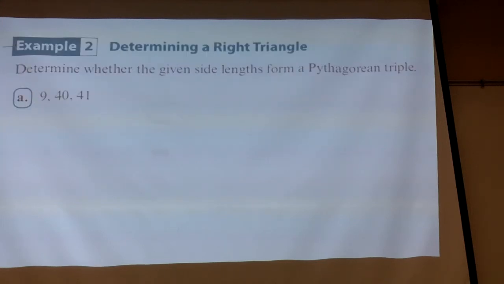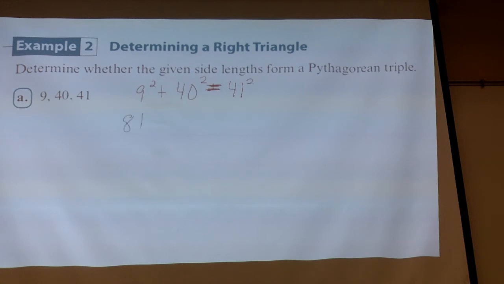Okay, so we need to determine if this is a right triangle, if it has side lengths of 9, 40, and 41. So what we're going to do is substitute it into the equation that we have been using throughout this entire lesson. a squared plus b squared is equal to c squared. So we've got 9 squared plus 40 squared, oops, that should be an equal sign, is equal to 41 squared. Give it a try. Use your calculators. Or not, maybe you don't need to.